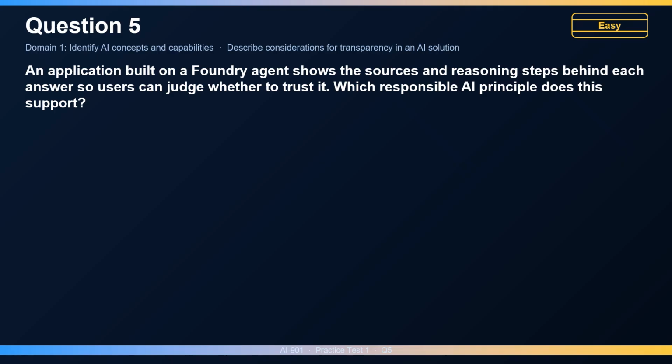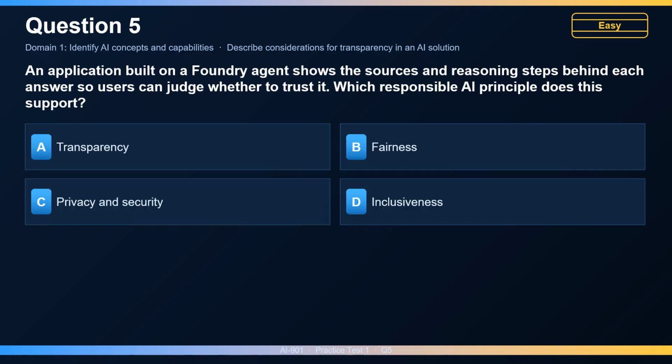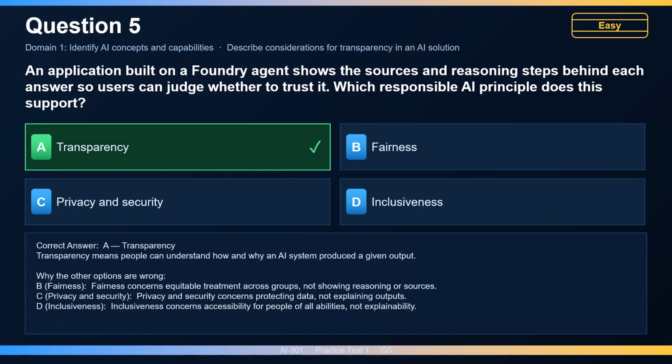Question 5. An application built on a Foundry agent shows the sources and reasoning steps behind each answer, so users can judge whether to trust it. Which responsible AI principle does this support? The correct answer is A, transparency. Transparency means people can understand how and why an AI system produced a given output.